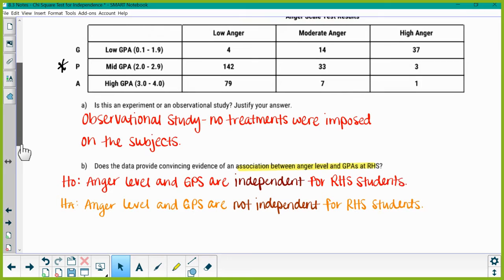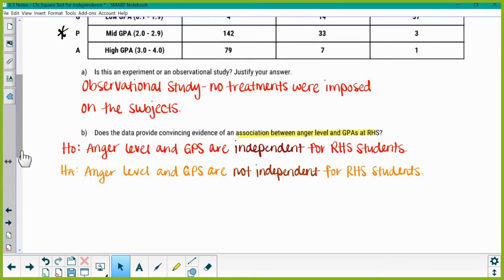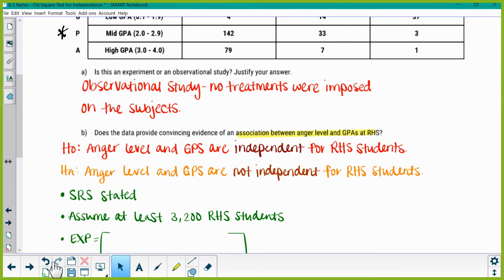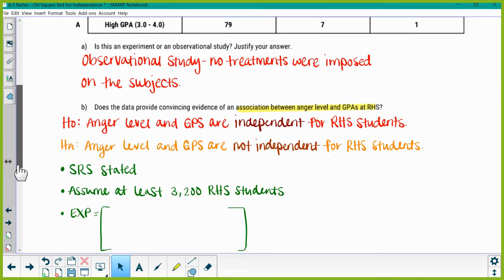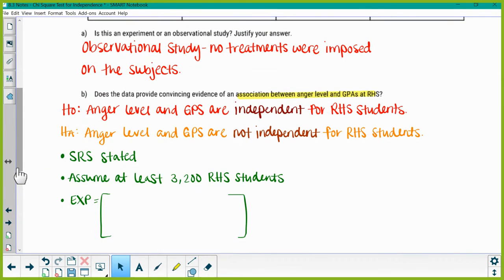And once you have your hypotheses written, you're going to move down to your assumptions and conditions. So, first two are pretty easy and straightforward. We are just stating that they are an SRS, which it was stated he randomly collected a sample from RHS students. And we are going to assume that there are at least 3,200 RHS students, which does seem fair because his sample was 320. We multiply that by 10.